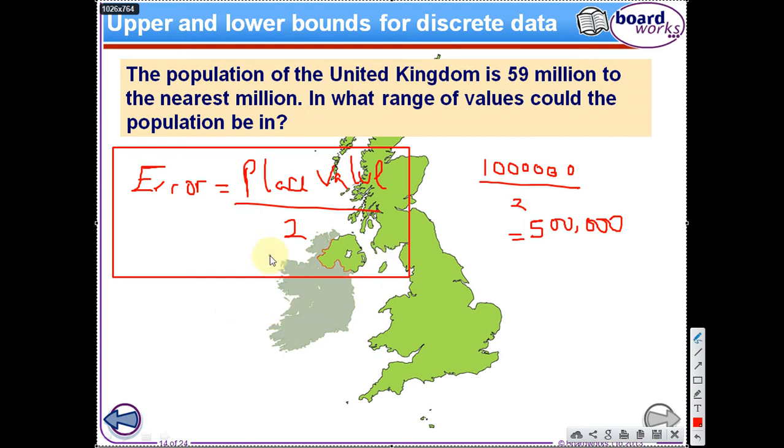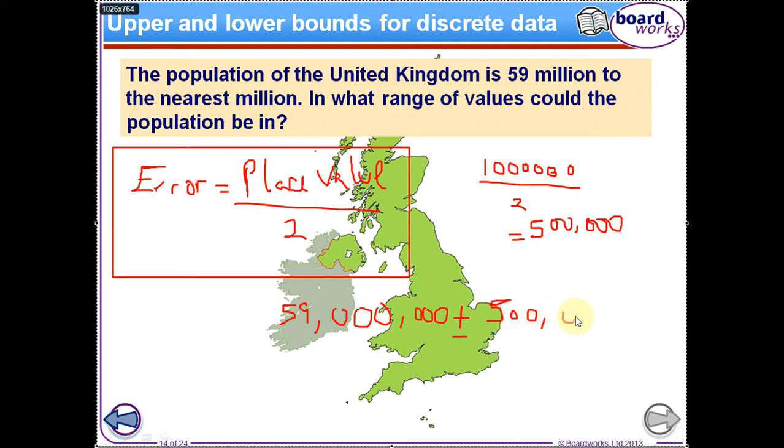So generally, the estimated value will be the original value, which is 59 million. Million has 6 zeros: 1, 2, 3, 4, 5, 6. We now do plus or minus the error value, and the error value here is 500,000. At this point, I'm going to work with my calculator, because I will not be careful to explain this again. So what range do we get?